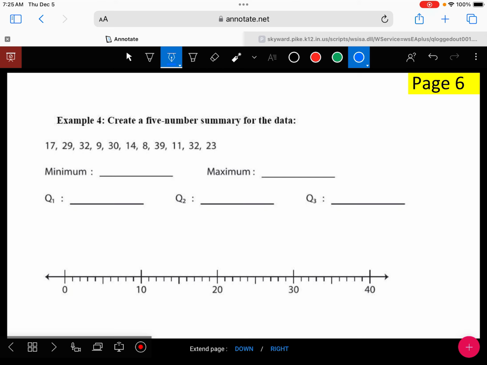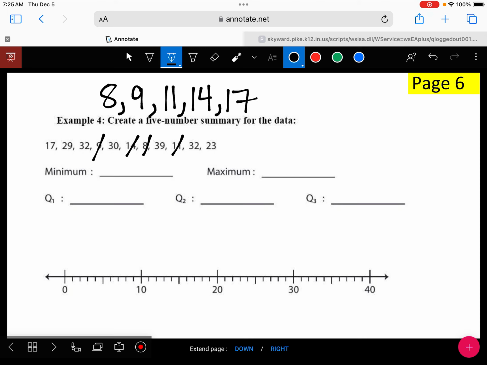So let's practice making our box plot again. Let's go ahead and write our 5 number summary. Now remember, the first step is to put them in order. So let's put these numbers in order. So what's the smallest number? 8, yep. Then 9. And then 11. 14. 17.